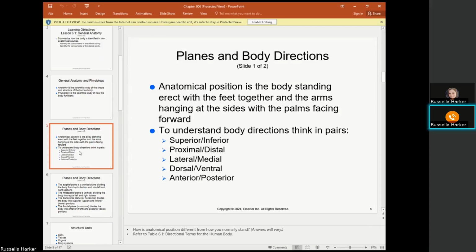Anterior and posterior. Anterior is toward the front and posterior is towards the back. So think post, back, last, posterior is in the back. So you have table 6.1 for directional terms of the human body that you can refer to.